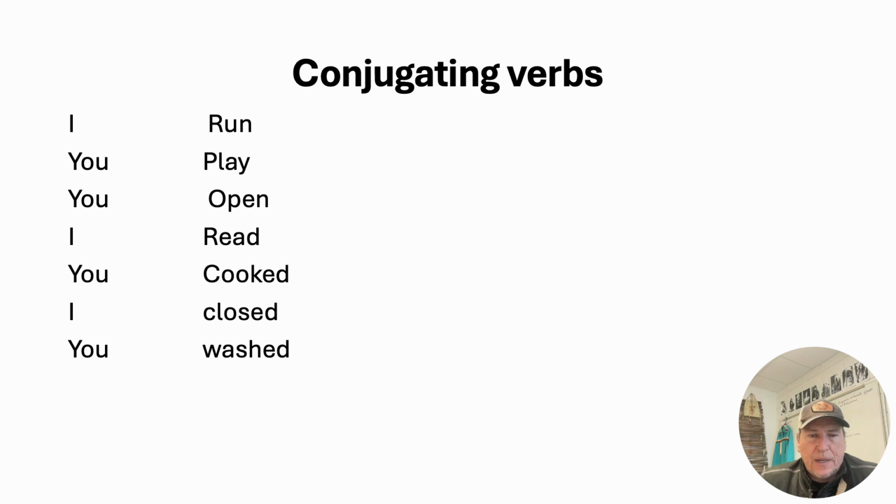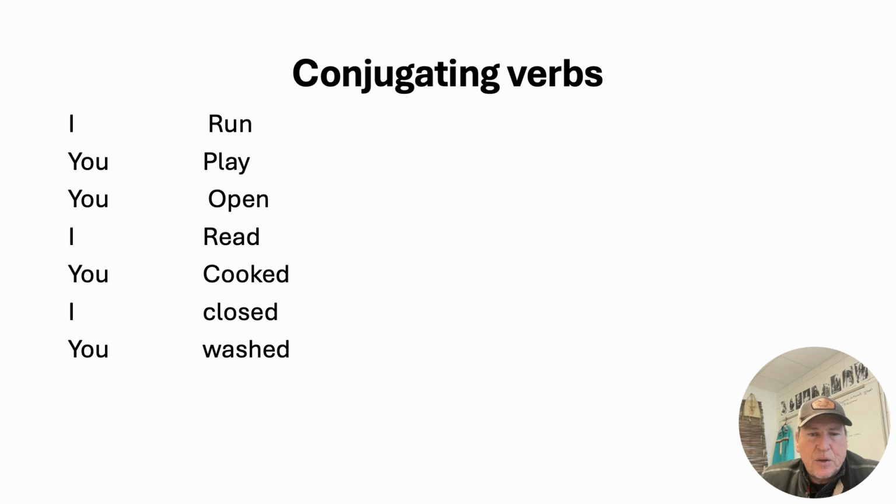So you can see we have all our verbs here: run, play, open, read, cook, close, wash. To communicate with somebody, we have to add something to it. So these pronouns here, I and you, and we can also add we, all of you guys, and they. But in this introduction, we're just going to focus on conjugating I and you, and then we'll get into the other ones later. Okay, so we're just building a foundation right now.